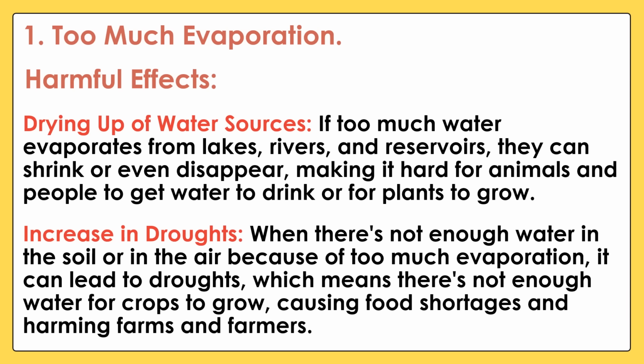Harmful effects of too much evaporation. First, drying up of water sources. If too much water evaporates from lakes, rivers, and reservoirs, they can shrink or even disappear, making it hard for animals and people to get water to drink or for plants to grow. Second, increase in droughts. When there's not enough water in the soil or in the air because of too much evaporation, it can lead to droughts, which means there's not enough water for crops to grow, causing food shortages and harming farms and farmers.